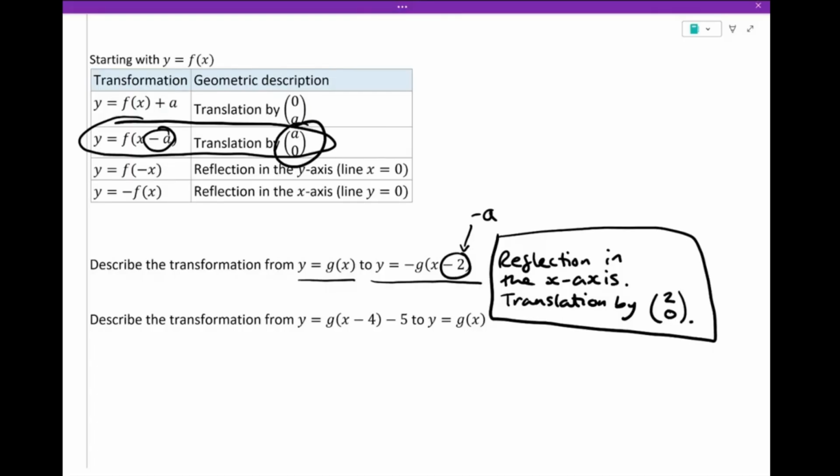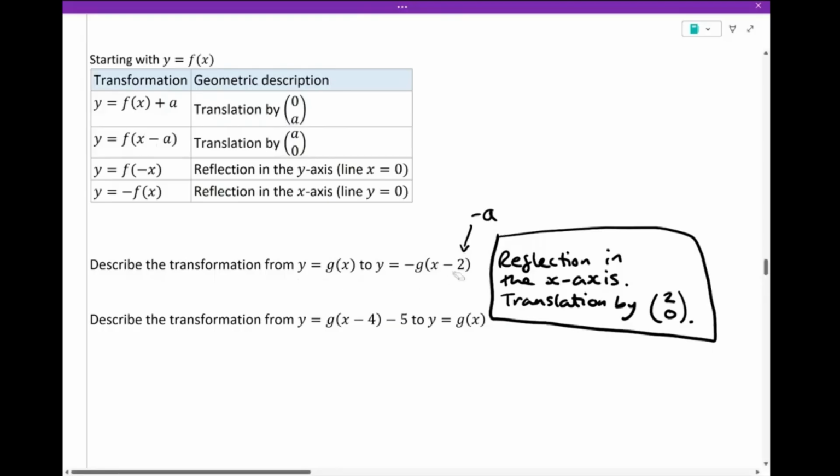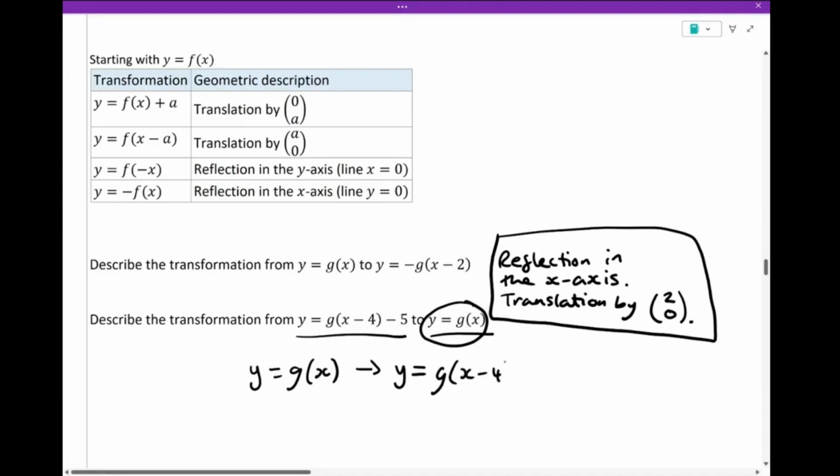Let's look at our second question then. So for our next one, we have y equals g of x subtract 4 subtract 5 to y equals g of x. Okay, so this time we seem to be going towards the more simple equation. Okay, we haven't encountered that scenario yet. So let's consider the other way around. Let's start with y equals g of x and head to y equals g of x subtract 4 and then subtract 5 outside the bracket. And let's just think, what's the transformation in this direction?